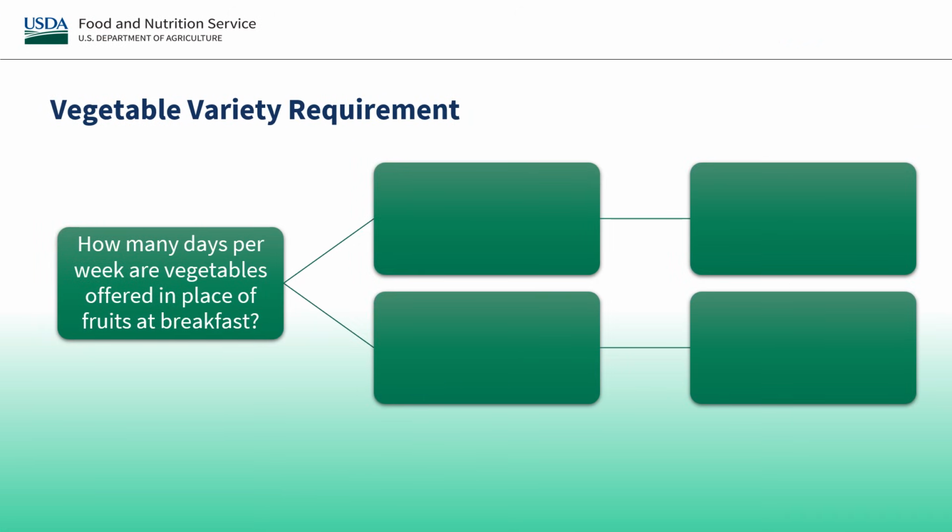Let's take a closer look using this flowchart to further explain what vegetable subgroup variety requirements would apply based on the number of days they plan to offer vegetables in place of fruit at breakfast. Schools choosing to offer vegetables in place of fruit only 1 day per week may choose to offer vegetables from any subgroup. For example, if a school serves fruit on Monday, Tuesday, Wednesday, and Thursday, and wants to substitute a vegetable for fruit on Friday, then any vegetable can be offered.